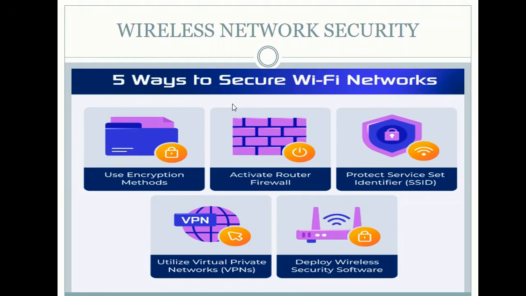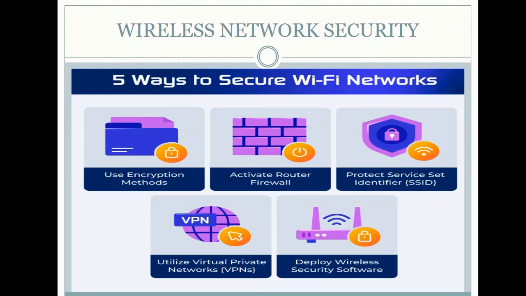Next is about 5 ways to secure Wi-Fi networks. What are the 5 methods? How can we secure it? We have already seen this in the previous slide, but here we elaborate. The first one is using encryption methods. Many encryption methods are there, as I said before: symmetric encryption and asymmetric encryption. In symmetric we have the AES algorithm and DES algorithm, and in asymmetric we have the RSA algorithm, the elliptic curve algorithm, and Diffie-Hellman methods. We can use any one of the encryption methods.